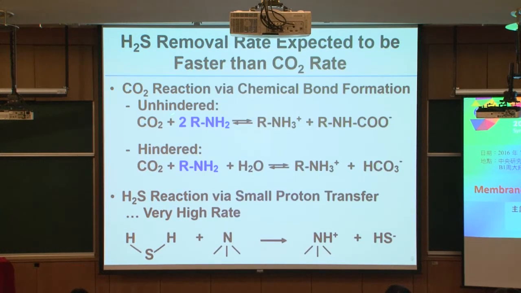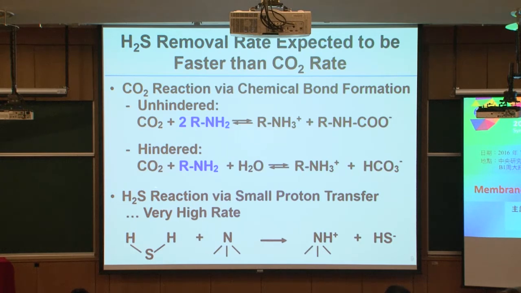So, a recap here: for the unhindered amine, it requires two amino groups in order to capture one CO2, and this forms a stable bicarbonate ion. For the hindered amino group, it only requires one and forms bicarbonate. So they all form chemical bonds in order to capture CO2.